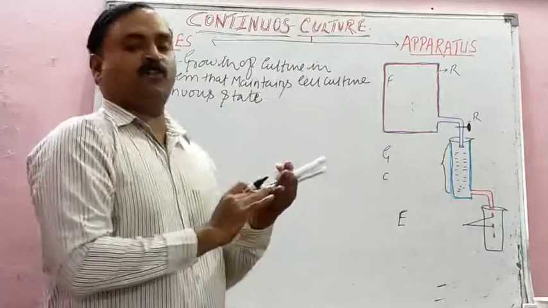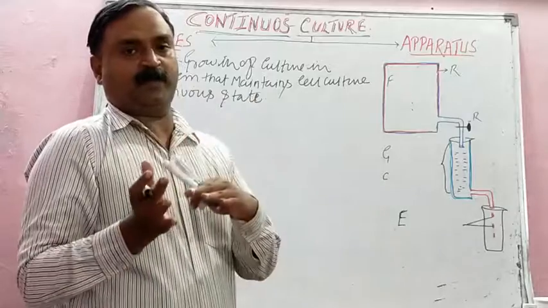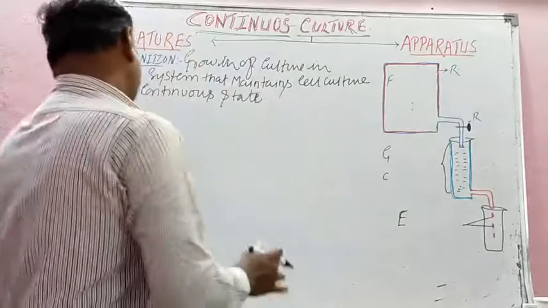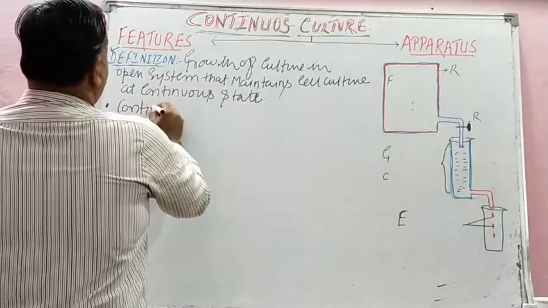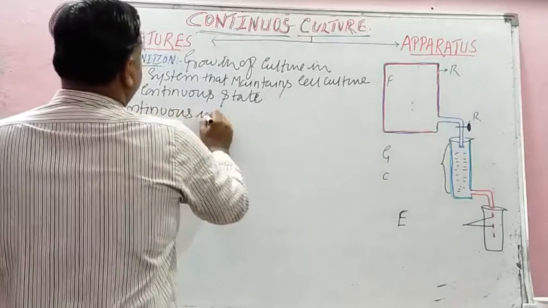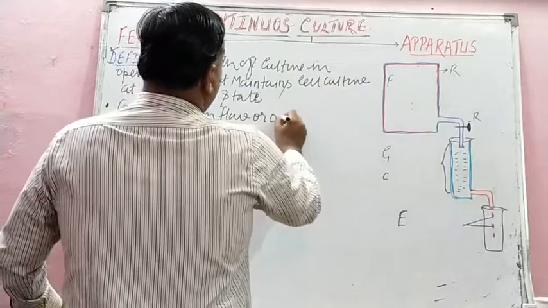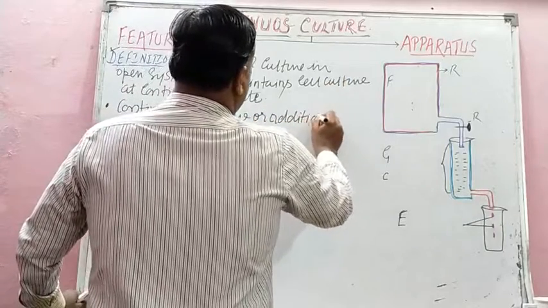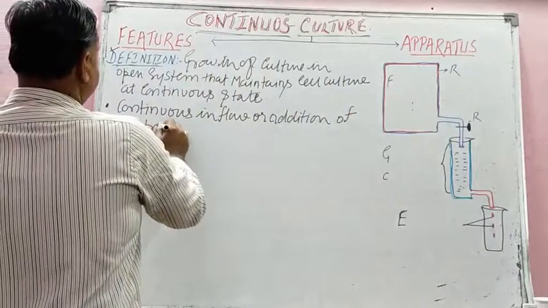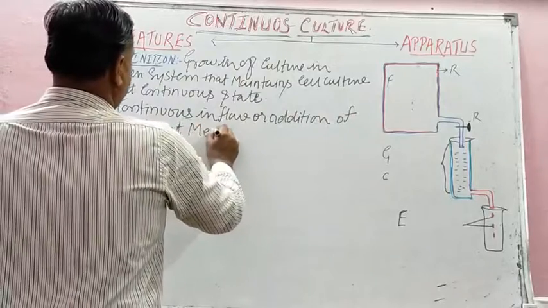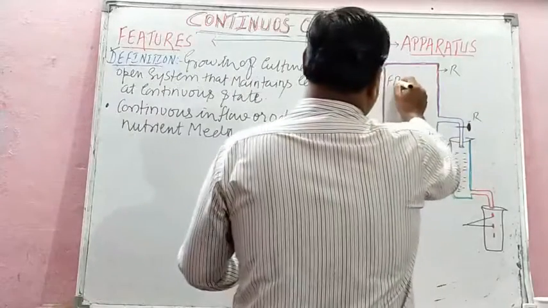Now the second, third and fourth features are just the opposite of your batch culture. So it will help you learn to differentiate between batch and continuous culture. The second feature, students: it involves continuous inflow or addition of nutrient media, isn't it?